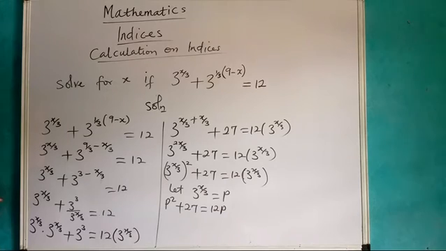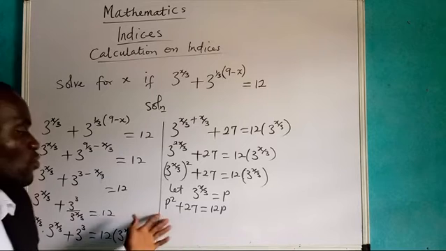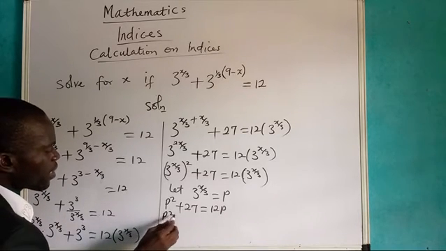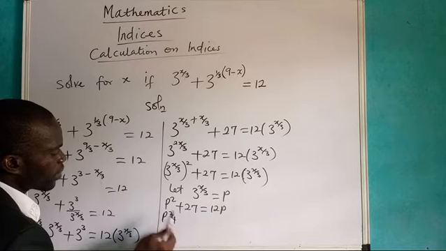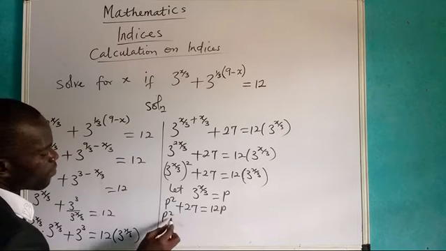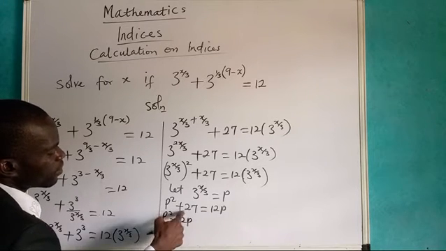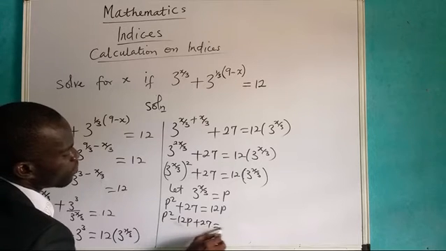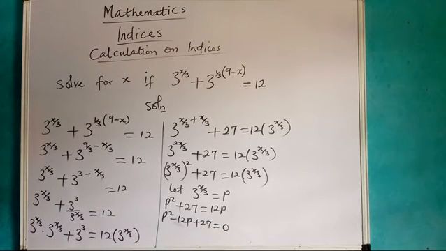Okay, I will have to move it over. Remember the standard way of writing a quadratic equation. It means that everything needs to be set to 0. I need to move this one over, becomes p squared, this one moves over, becomes minus 12p, and this one becomes plus 27 equals 0. This is the standard form of writing a quadratic equation.